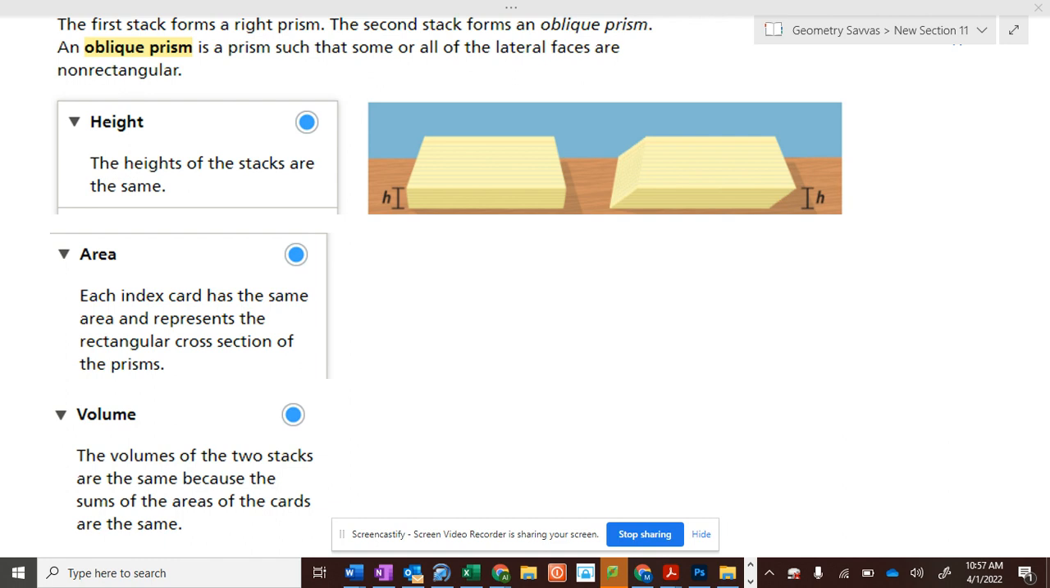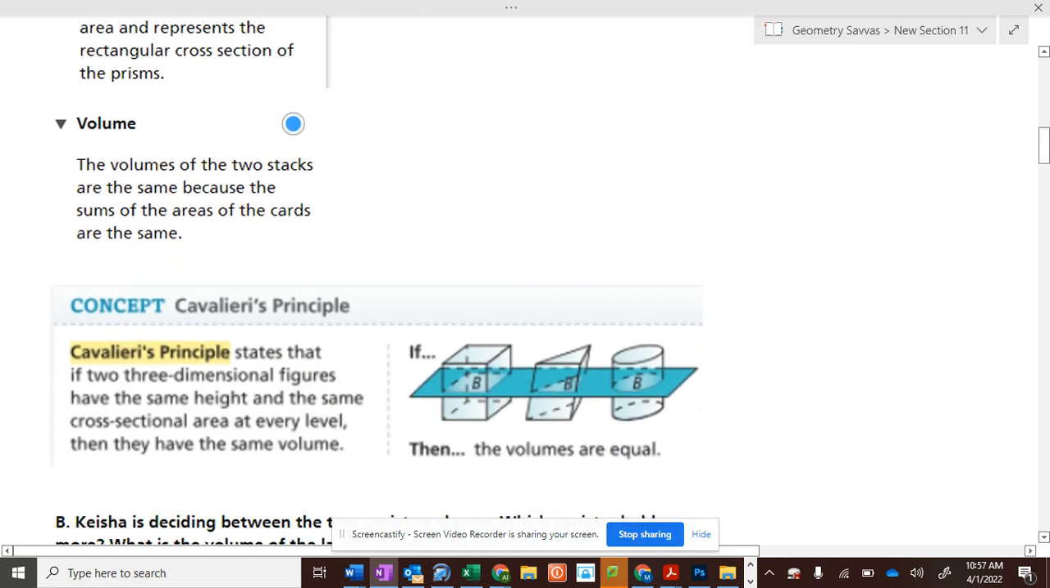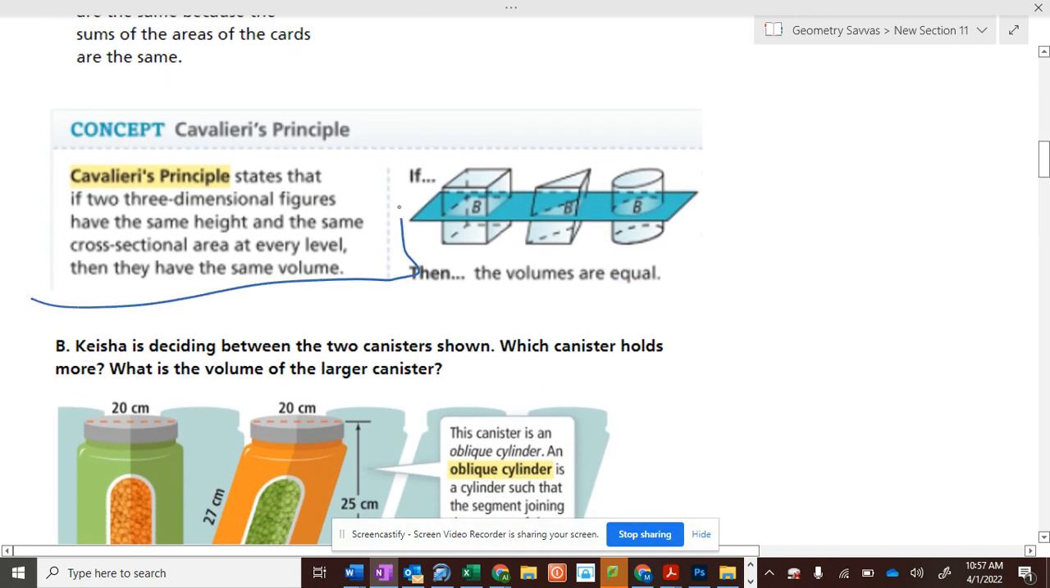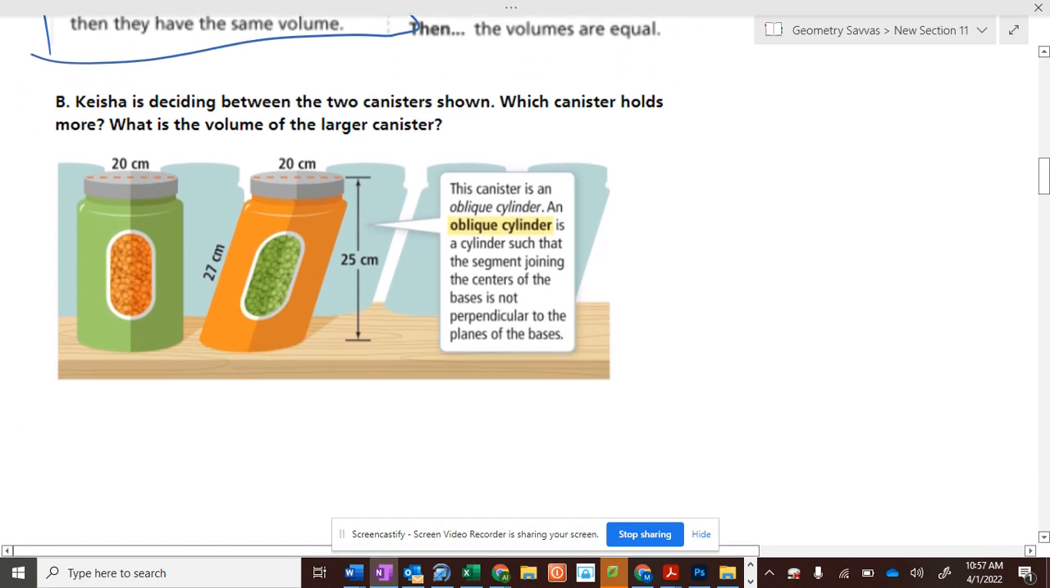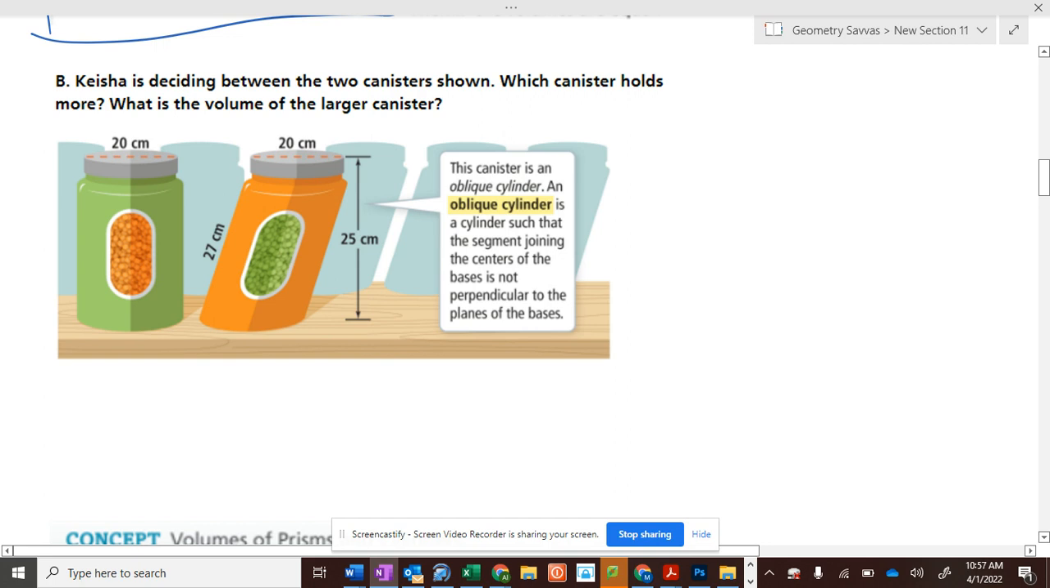So, if you have a bunch of paper stacked on top of each other, they are the same amount of paper. If you push them over to make them lean a little bit, the volume of papers will not change. It's just they're leaning instead of straight up and down. The volume of papers will be the same. So, an oblique prism, if it has the same base and the same height, so this is Cavalieri's principle. If an oblique prism has the same base area and the same height, then it'll have the same volume. So here's an example. Here's two round canisters.